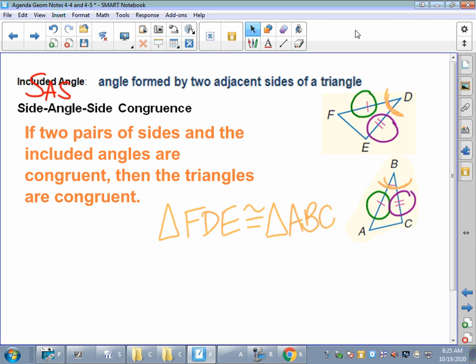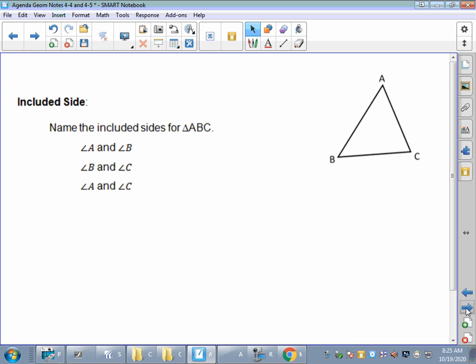So basically what we're going to do in this section is I'm going to say, here's two triangles with different things marked. What would be the way that we would know they're congruent? Is it side, side, side? Is it side, angle, side? Or is it the other two types of congruence we can use?